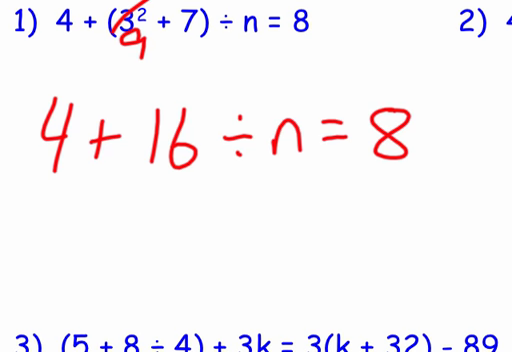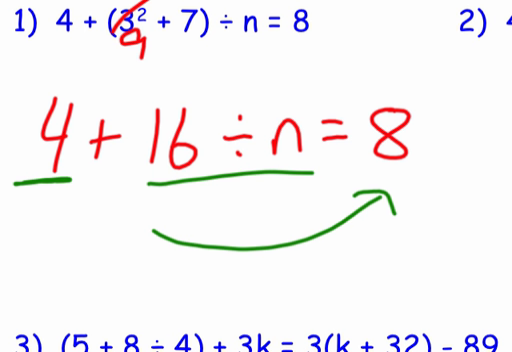Since I got to do 16 divided by n next, I got to think. I got to get this to something where when I add it to 4 over here, it's going to equal 8. Well, let's think about that. 4 plus 4 equals 8, doesn't it? So I got to get this 16 divided by n to equal 4.